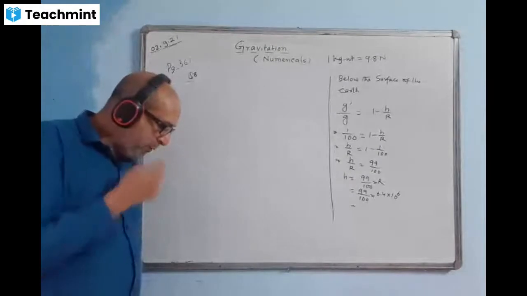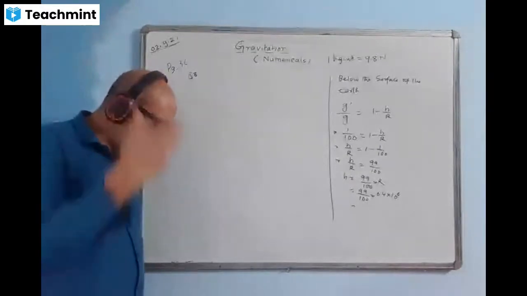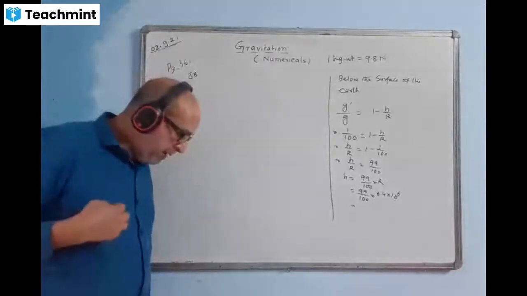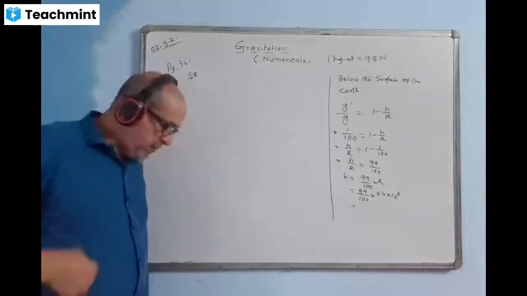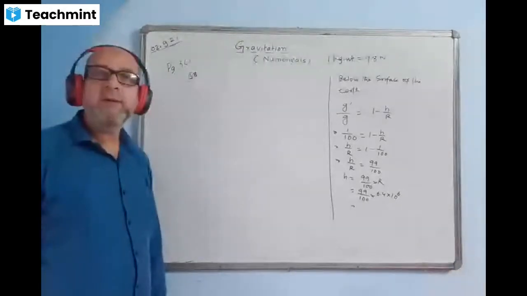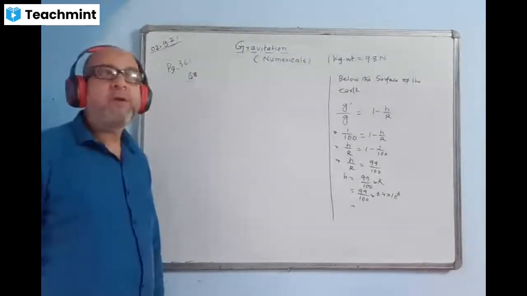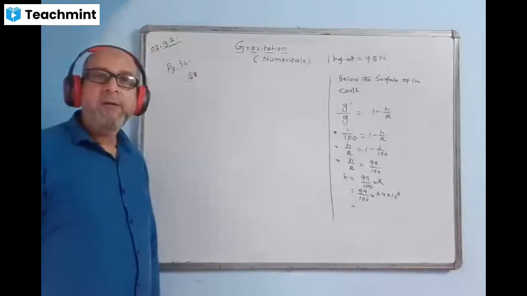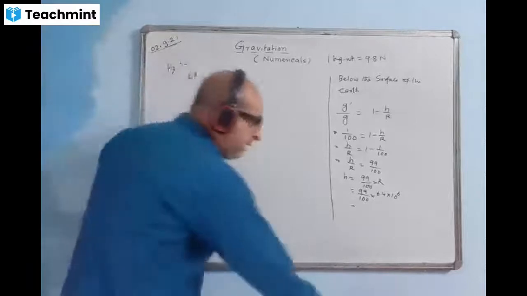Question number 8. A body is projected vertically upward with a velocity root gR, where R is the radius of the Earth. To what height will the body rise? So this one is based on a formula. What is the formula of maximum height reached by a projectile? You can turn over the pages and see and tell me what the formula is.